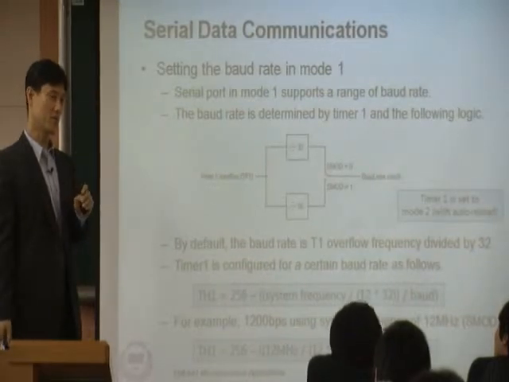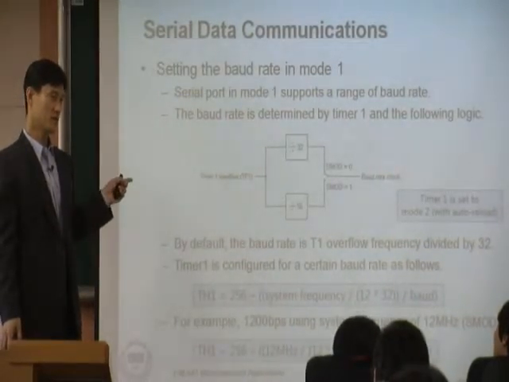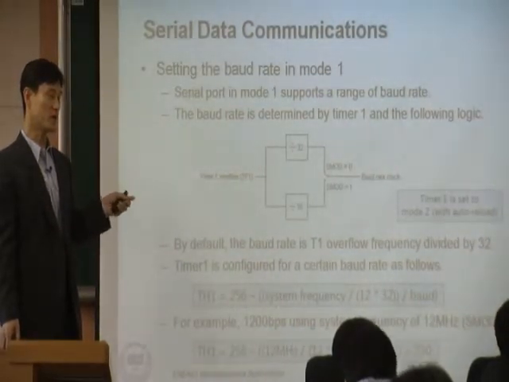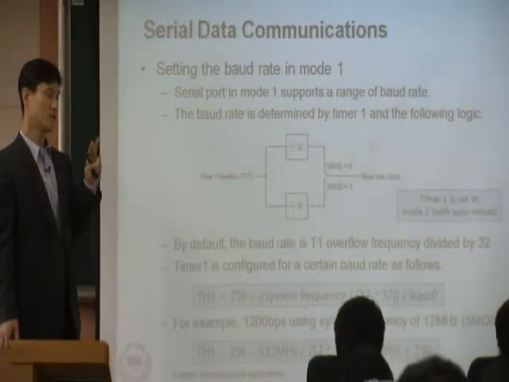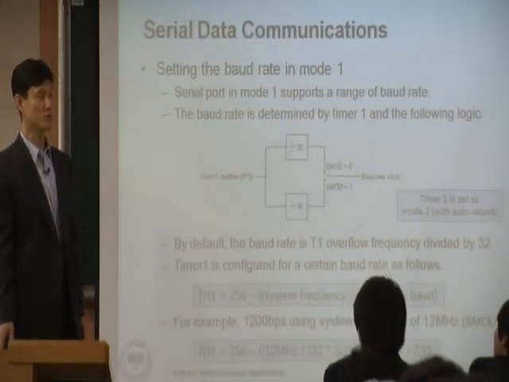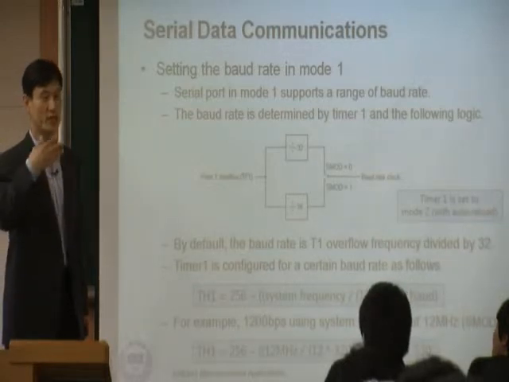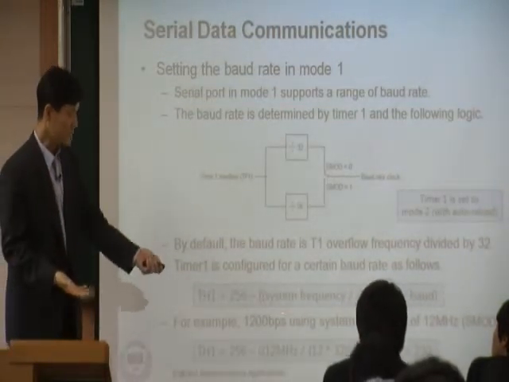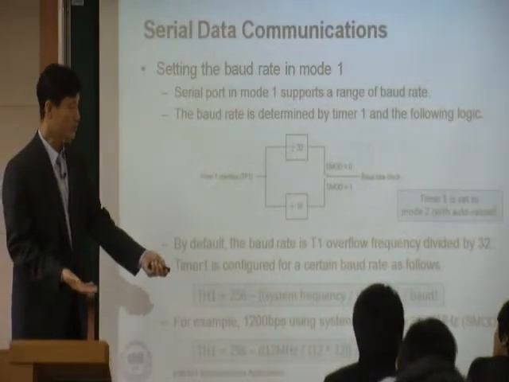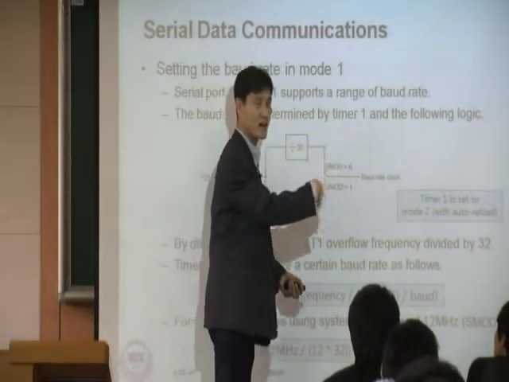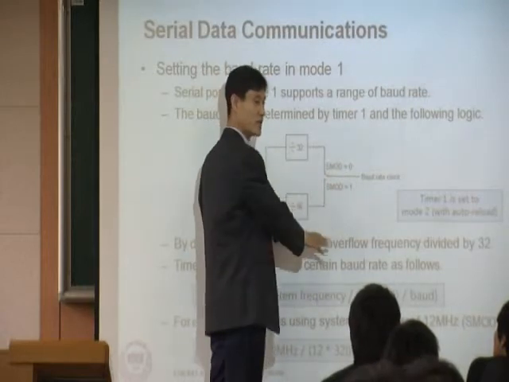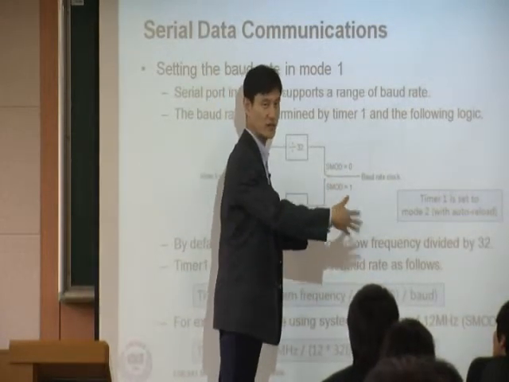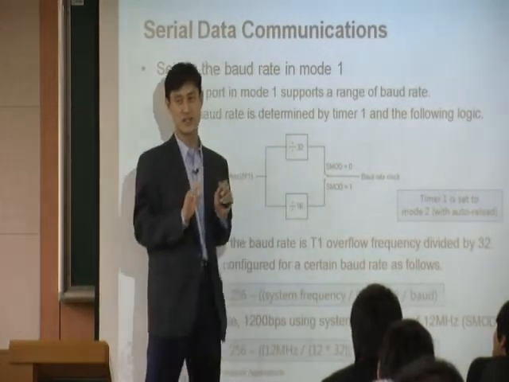We have 4 different timer modes. For this case, we want to use timer mode 2. What is timer mode 2? Auto reload. Why? Because this is the initial value. You don't want to initialize every time. You want to let the hardware do auto reload every time. That way, you don't have to initialize.